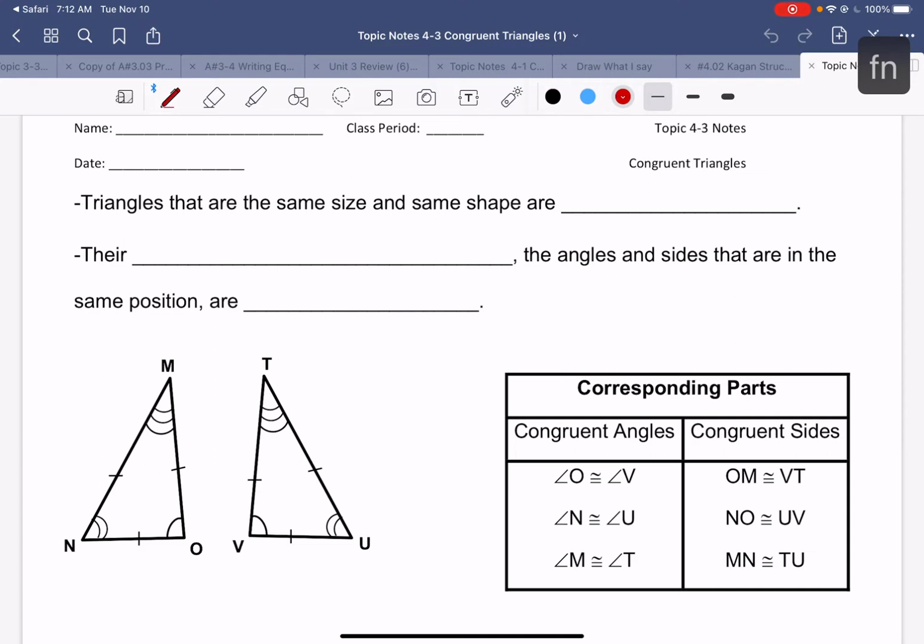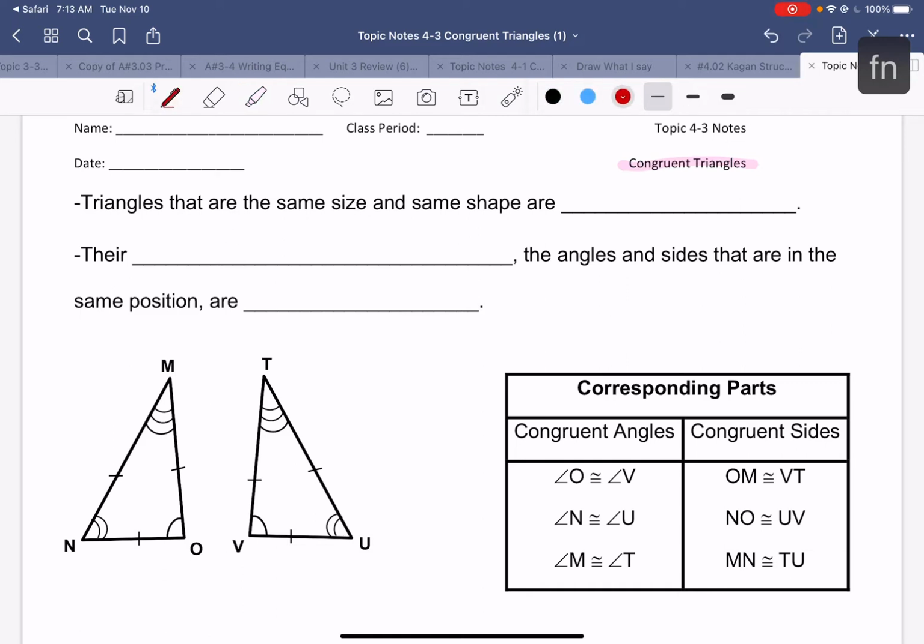We're going to go over congruent triangles. In the past two sections, we have talked about triangles, how to classify them, and then the triangle sum theorem, the exterior angle theorem, and the third angle theorem. Well, now we're going to talk about if triangles are congruent. So this section is called congruent triangles.